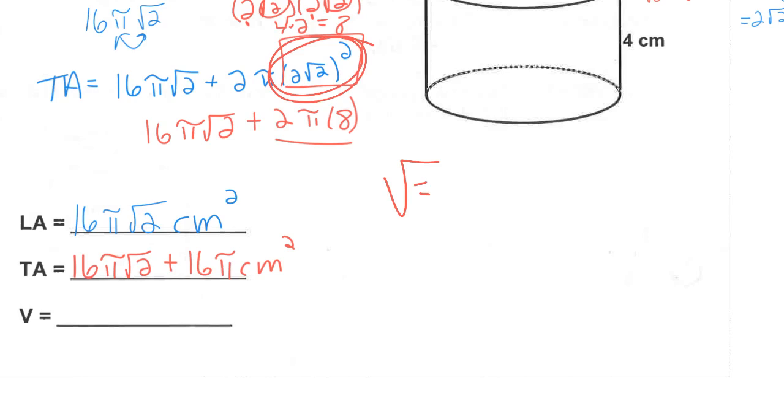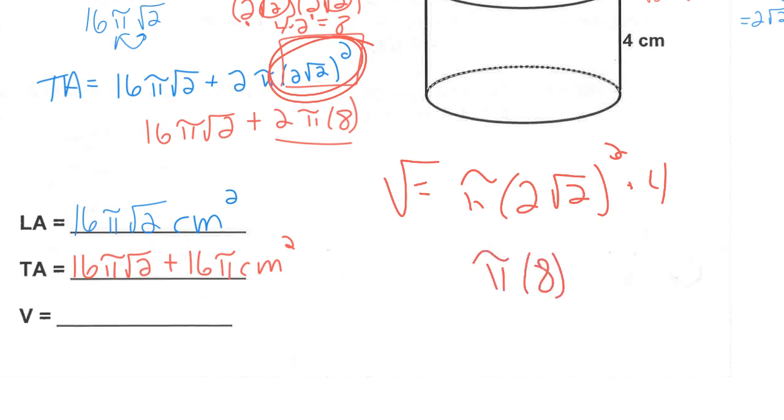See, volume, that's going to have that radius in there again. So it's going to be pi times 2 square roots of 2 squared times the height, 4. Well, I know 2 square roots of 2 squared is 8, so I really have pi times 8 times 4, which is 32 pi centimeters cubed.